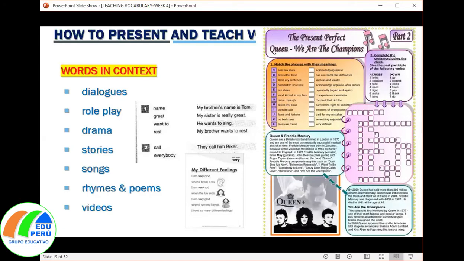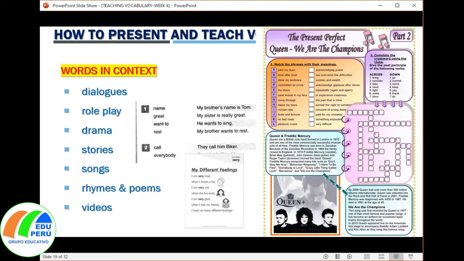Then you have songs that I know you use a lot, no? Songs. But notice here that you are talking about vocabulary. For example, in the first exercise, what the students need to do is match the phrases with their meanings. So you're making your students match these words, these phrases, to the meanings.